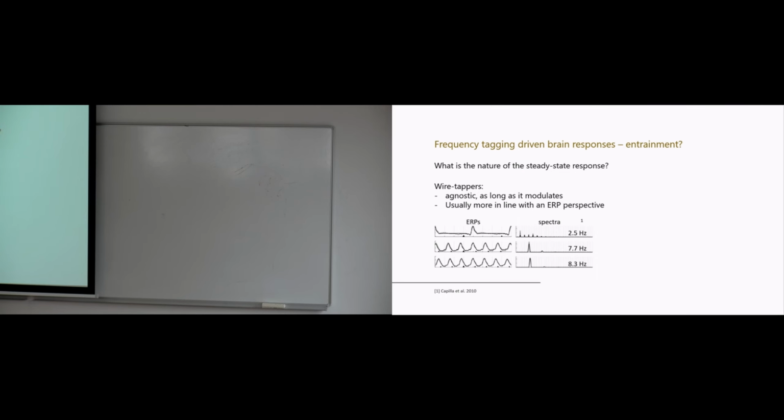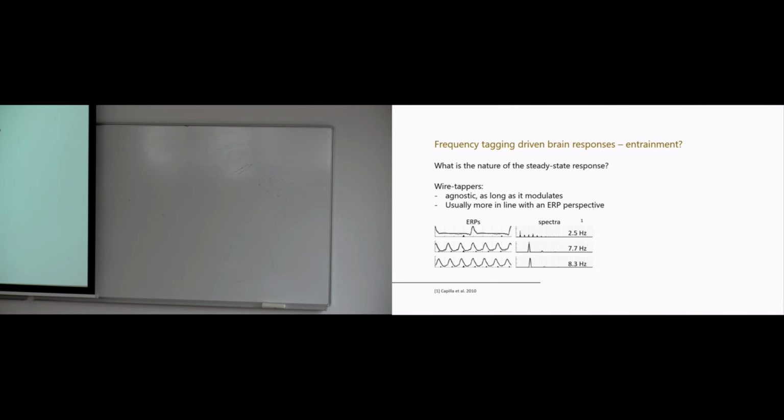So in the study by Keitel and colleagues in 2010, what they did is they just took ERPs and modeled a steady-state response just by gluing ERPs next to each other, and then kind of emulating what the steady-state response would look like and what a spectra would look like. And it looked very, very similar to what they actually found when they did the EEG experiment, which gave this whole ERP-based perspective of the steady-state response a good push.